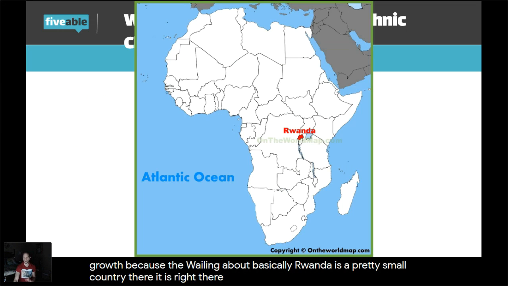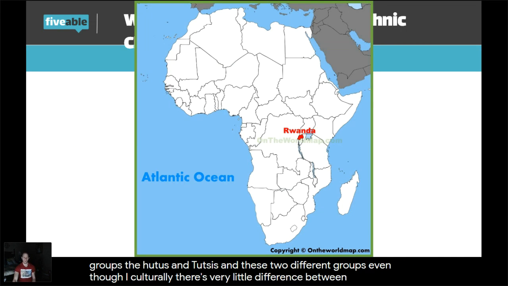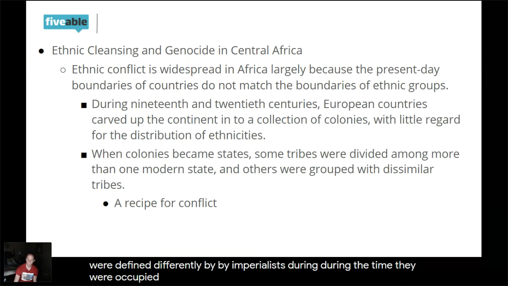But there are these two different ethnic groups, the Hutus and the Tutsis. And these two different groups, even though culturally there's very little difference between the two, they were defined differently by imperialists during the time they were occupied by the British. And so the Hutus make up the majority, but the Tutsis seem to be the ones who are in control.